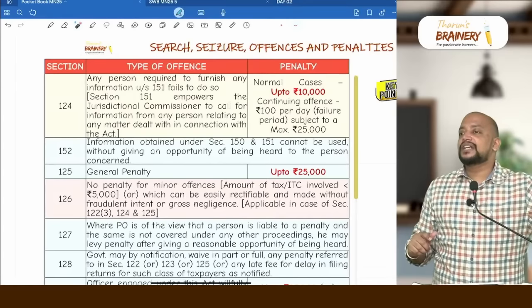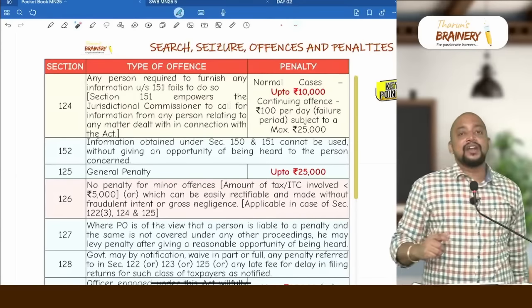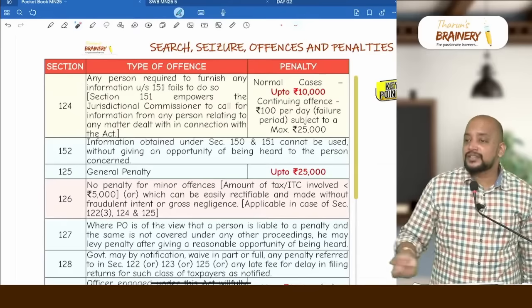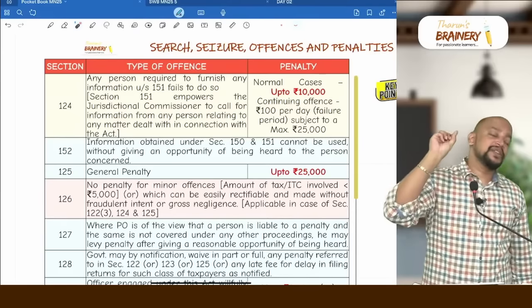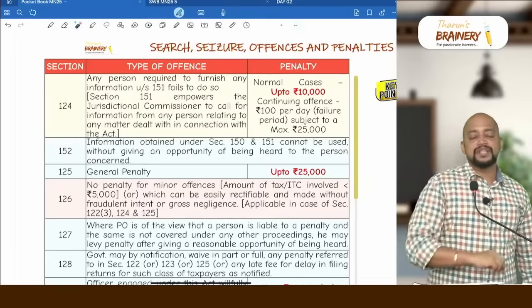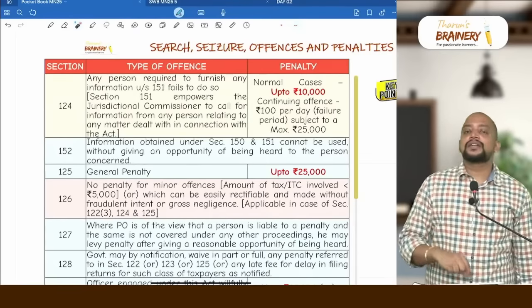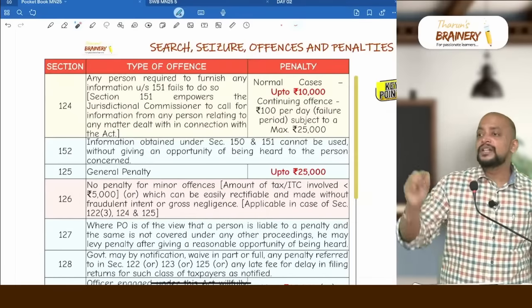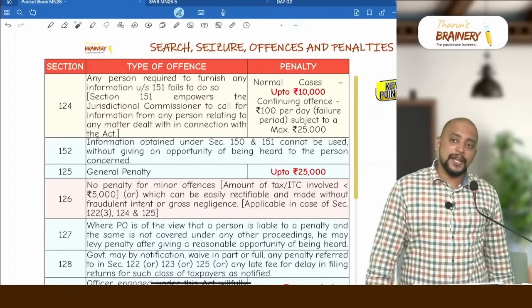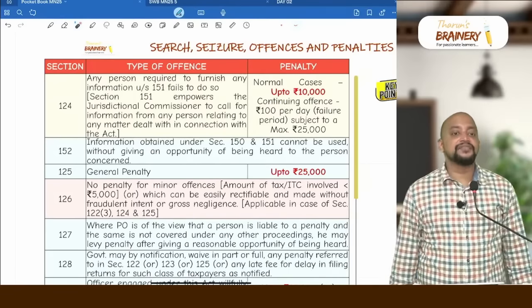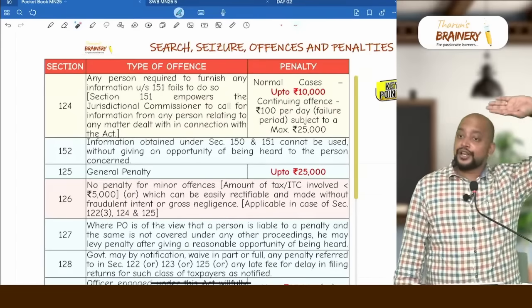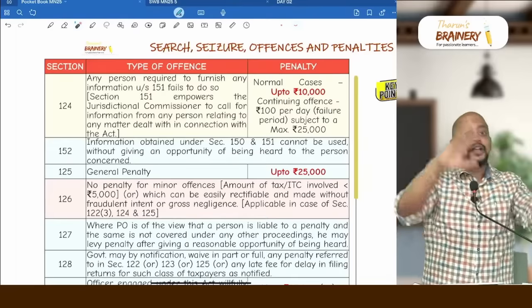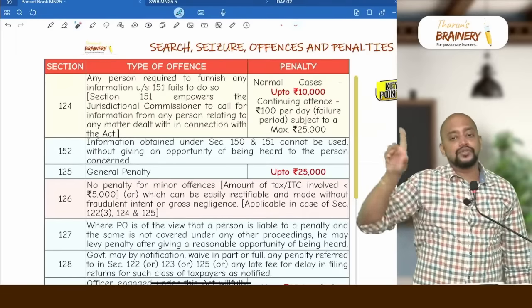150 information not submitted within 90 days, penalty will be under 123, and 151 information not submitted within the time limit. What is the time limit? Not defined. Means case to case basis, GST department will give notification and will specify the deadline in that notification itself. If not submitted by that time, then information not submitted under 151, penalty will be 124. And what is that penalty under 124? If it is a first time offence, up to 10,000. If it is a continuing offence, then for every day delay 100 rupees, which means up to 10,000 will be there plus 100 rupees for every day delay, but the overall, that is the 10,000 plus this 100 rupees, overall will be up to 25,000 rupees.